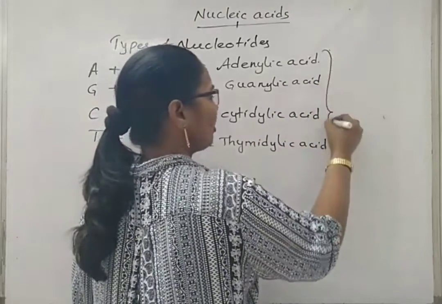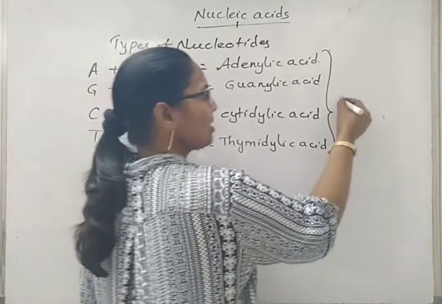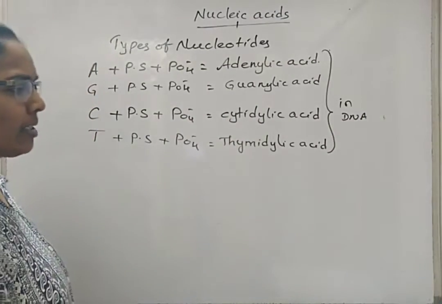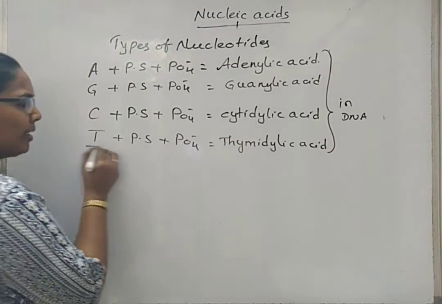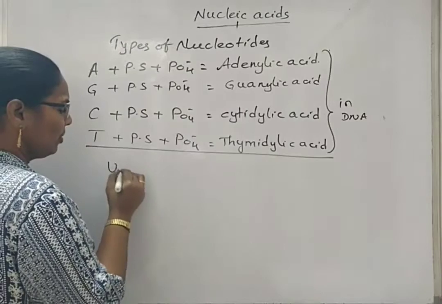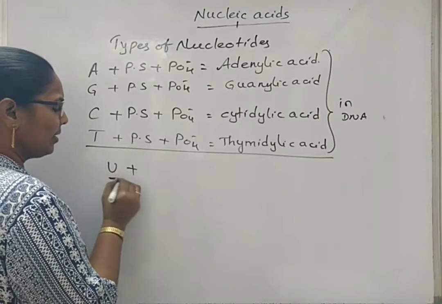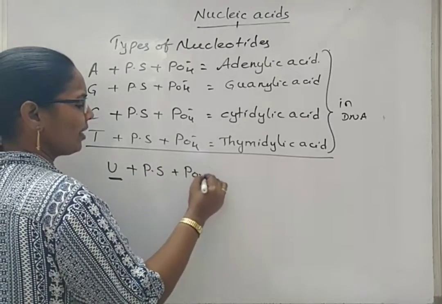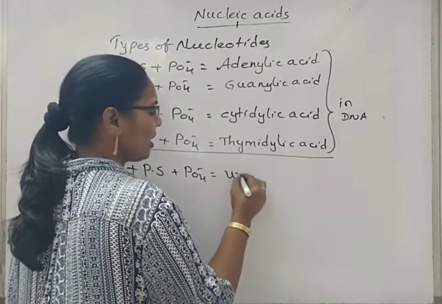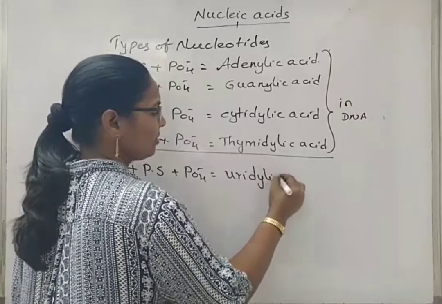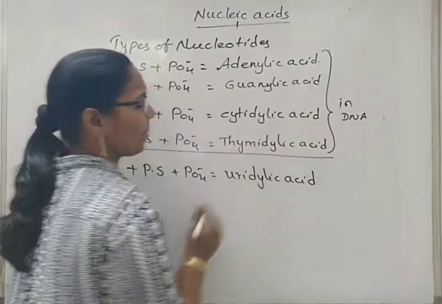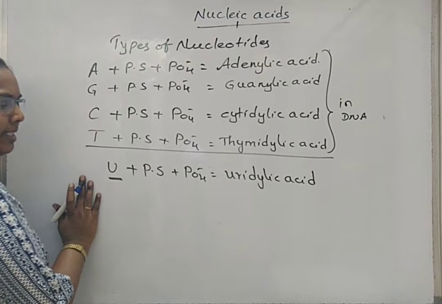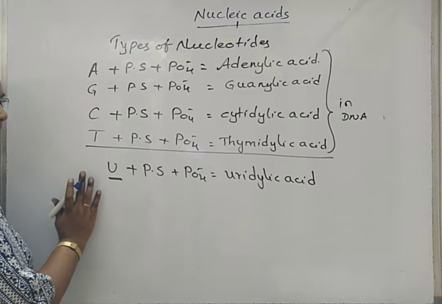These all four types of acidic forms are seen in case of DNA. Then what about uracil, another pyrimidine in RNA? Uracil, which is indicated with capital U, plus pentose sugar plus phosphate molecule. This is called as uridylic acid. This is about the nucleotides, the term nucleotides.